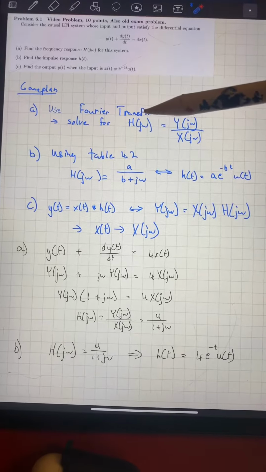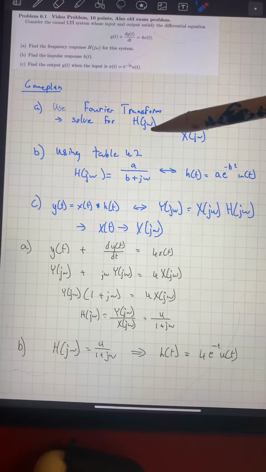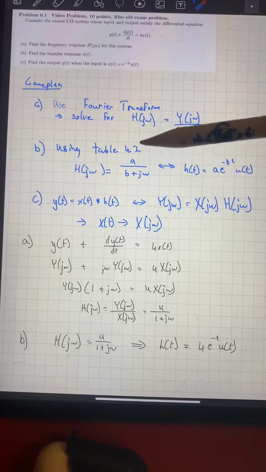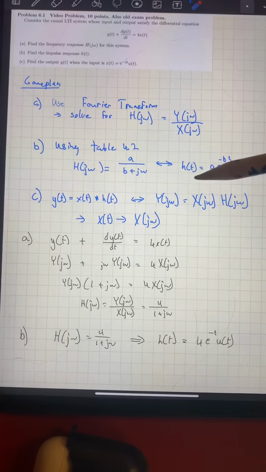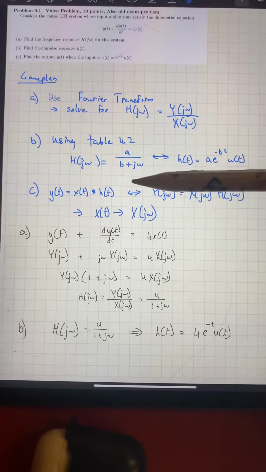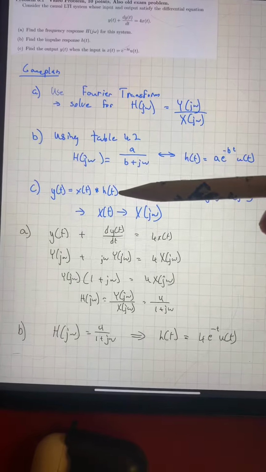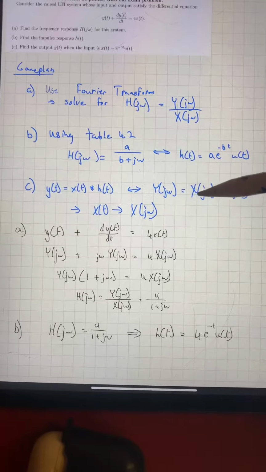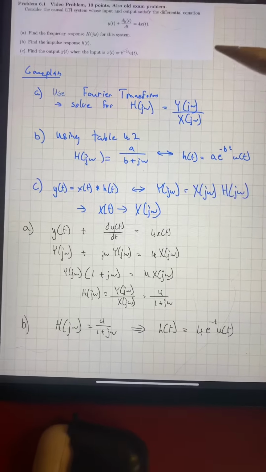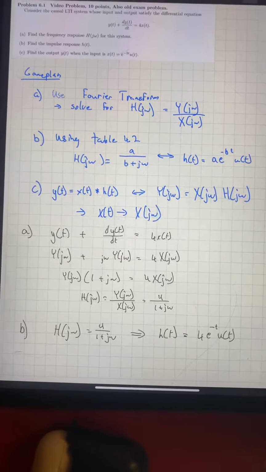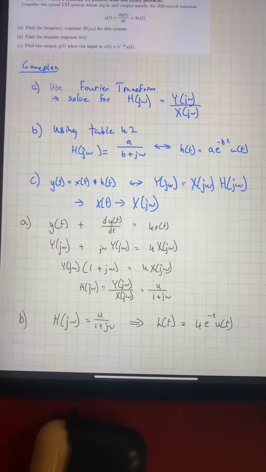We're going to use our Fourier transform to solve for our frequency response for part A. And then since we have our part A, we can use the table to solve for our impulse response. And then from then on to solve for part C, since we know that convolution in time is multiplication in frequency, we can then be able to solve for our y sub t using some partial fraction methods. So we're going to get straight into it.